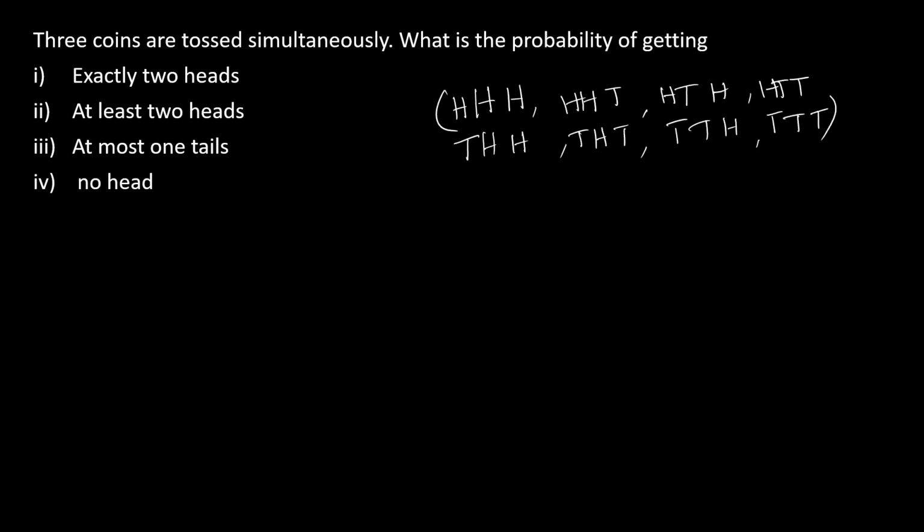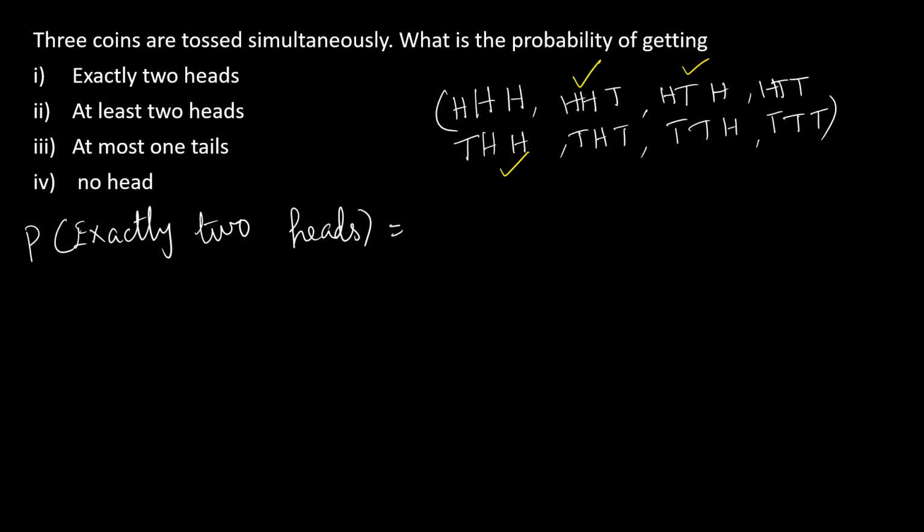So what is the probability of getting exactly 2 heads? You see where exactly 2 heads are there. I will take yellow for this. This one you will get exactly 2 heads, this one too, and this one. Anything else? No. So how many options are there? 3 by 8. So the probability of getting exactly 2 heads is 3 by 8.